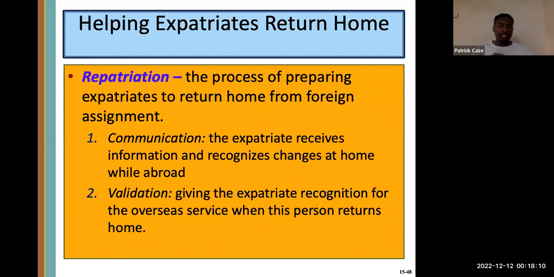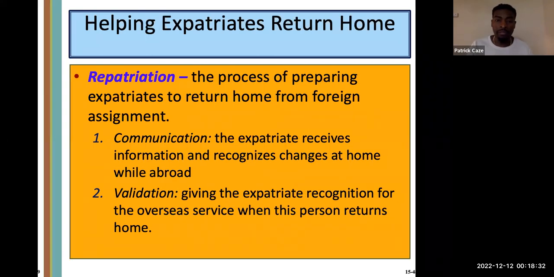And then validation really speaks to making sure you acknowledge that person's service, what they did and what they did for the company, because not every overseas assignment is great. Having to sacrifice your family, maybe family time, or just being away, is a big deal. So people are looking for validation.